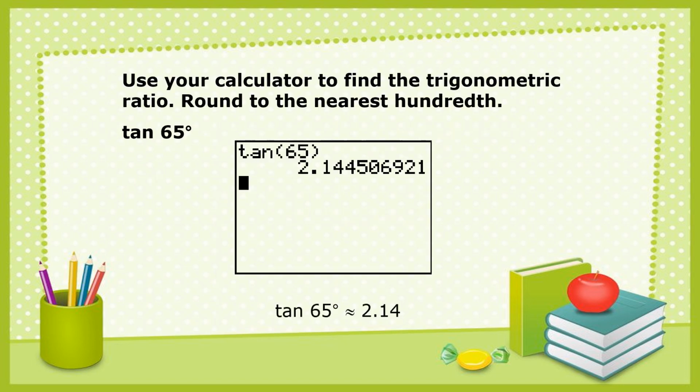Tan 65. Tan 65, using your scientific calculator, press tan, then 65. The result on our scientific calculator is 2.14450676921. So, you need to round to the nearest hundredth. So tan 65 is equal to 2.14.